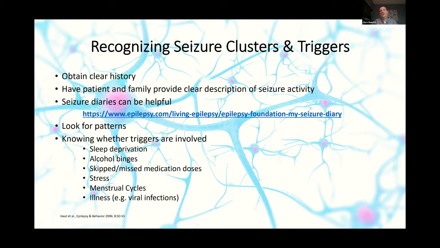And then you throw in illness. It's the winter time. You tend to see the flu. Obviously, there's always the risk of COVID-19 and other illnesses. So all those things, and trying to manage those things, are important to help prevent seizures.